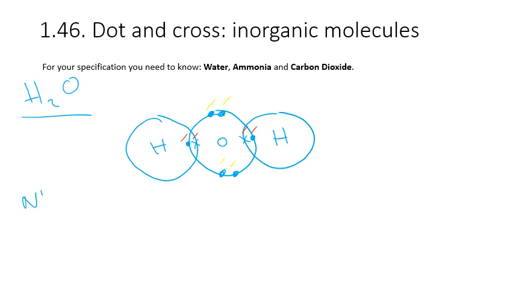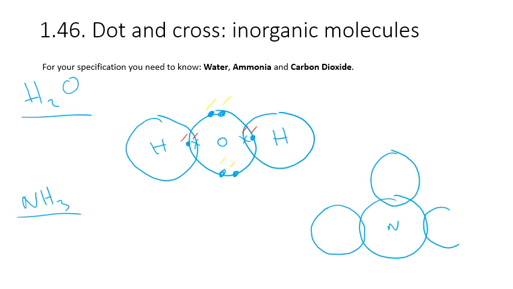Ammonia is NH3. So what we're going to have in ammonia is a central nitrogen atom bonded to 3 separate hydrogens, NH3. Now nitrogen is in group 5, and so it needs to gain 3 electrons to have a full outer shell, and each hydrogen needs to gain 1. Therefore we'll get 3 single bonds.